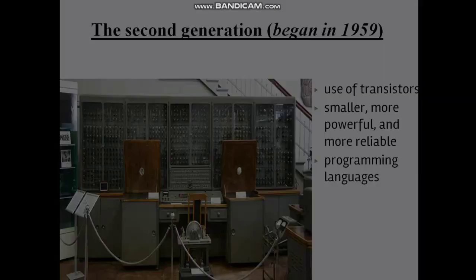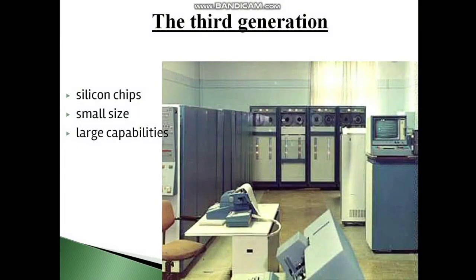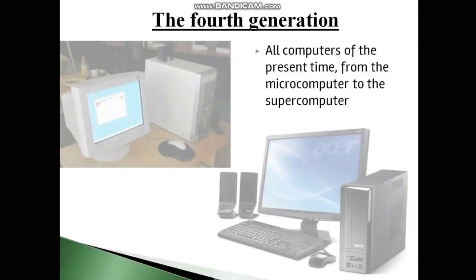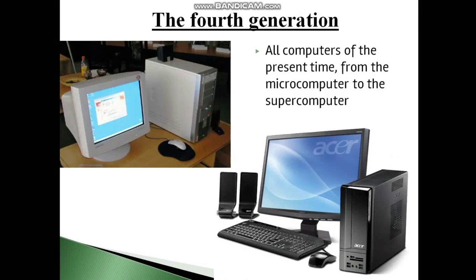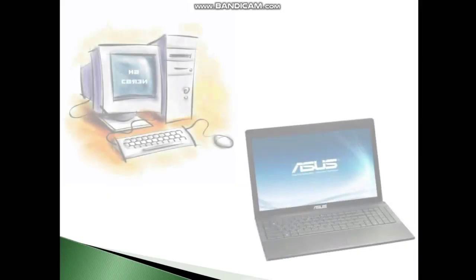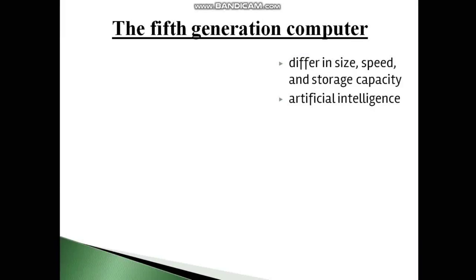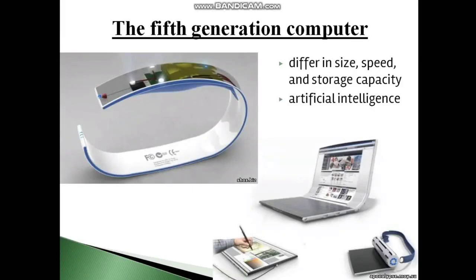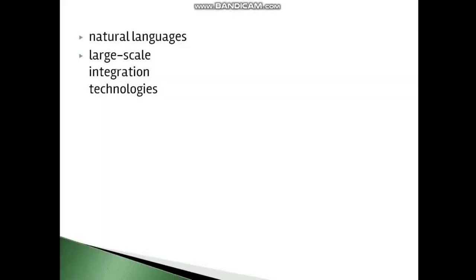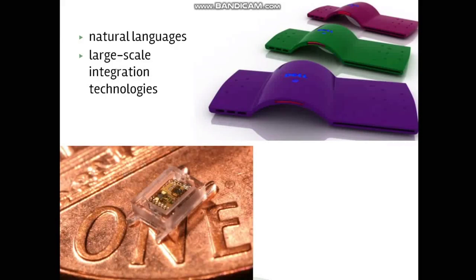They had programming languages. The third generation had silicon chips and were small in size with large capabilities. The fourth generation is all computers of the present time, from the microcomputer to the supercomputer. From these pictures we can see fourth generation computers. About fifth generation computers, they are different in size, speed, and storage capacity. They feature artificial intelligence, natural languages, and large scale integration technologies.